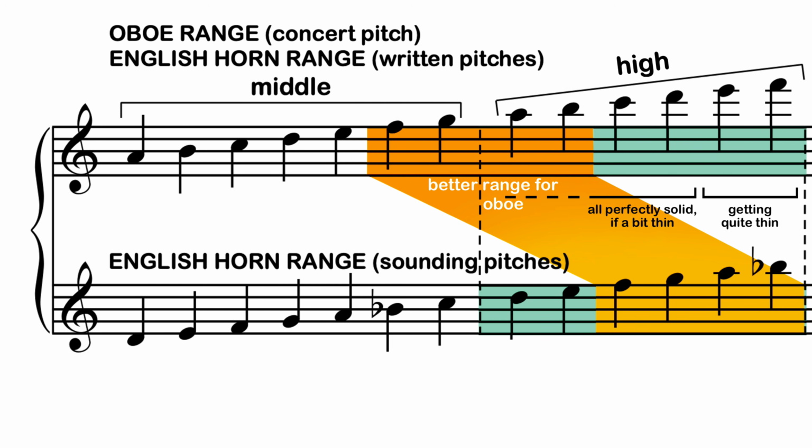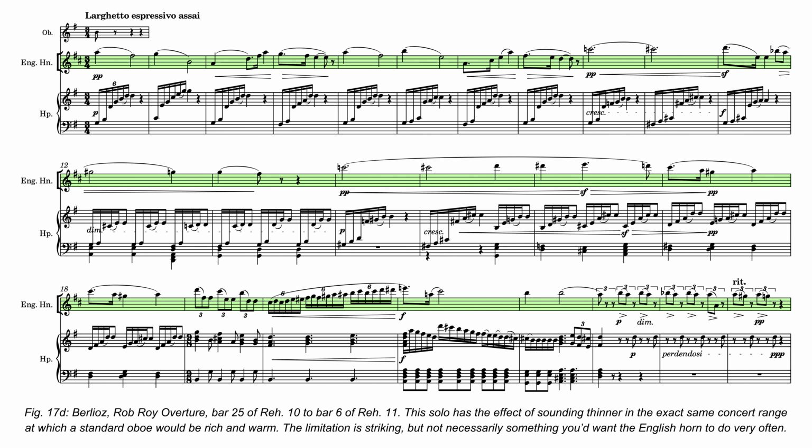The equivalent concert pitch notes are so much more fluid and accessible for standard oboe as to be superfluous on English horn. Occasionally, though, high English horn can express a kind of lonely pensiveness that's more stark and less generous than oboe in that concert range.